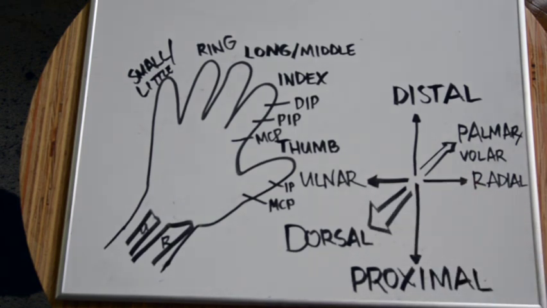I have not drawn them here, but at the proximal end of the metacarpals are the CMC joints, for the carpometacarpal joints. Then where the carpus meets up with the radius and ulna, that is the radiocarpal joint.